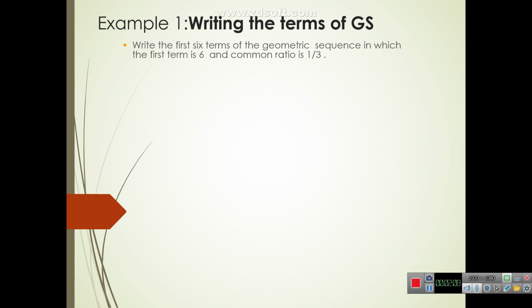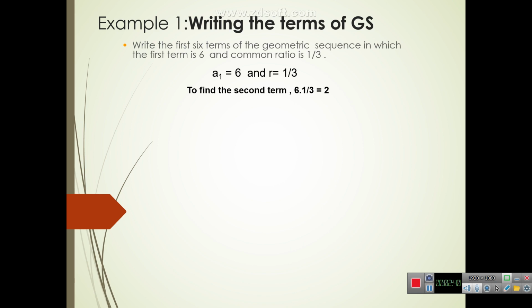Since the sequence is a geometric sequence, and as you know, in a geometric sequence each term is obtained by multiplying the preceding term by a constant amount. Therefore, to find the second term, for example, just multiply the preceding term, which is the first term, 6, by the common ratio 1 over 3. So the second term will be 6 times 1 over 3, which is going to be 2.